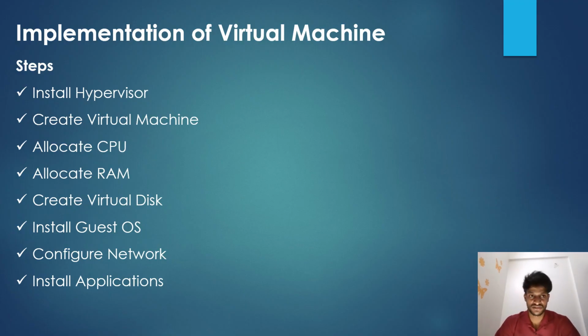Implementation of virtual machine. These are the steps. The implementation process starts by installing a hypervisor. Then we create a virtual machine, then allocate CPU and RAM, create a virtual disk, install the guest operating system and configure the network, and finally install all the required applications.